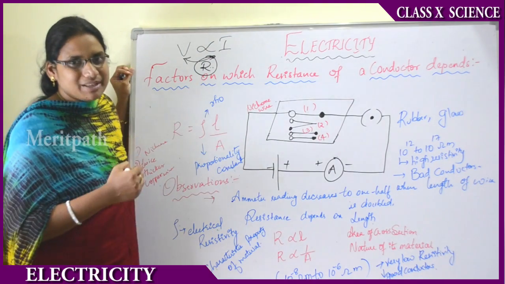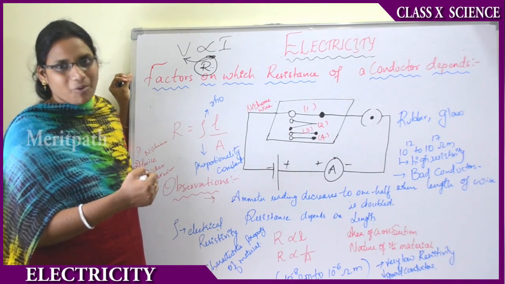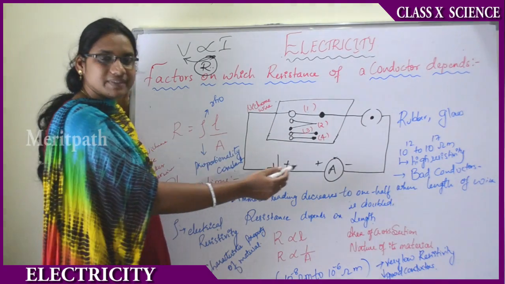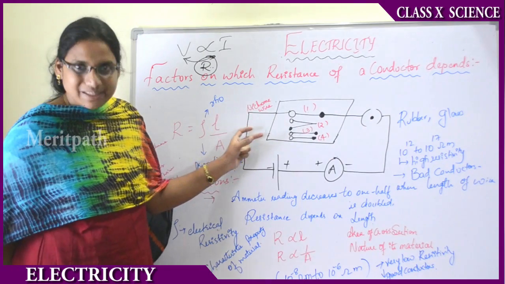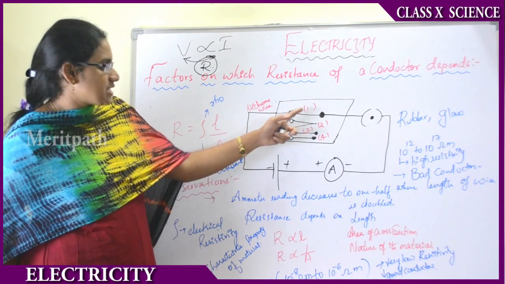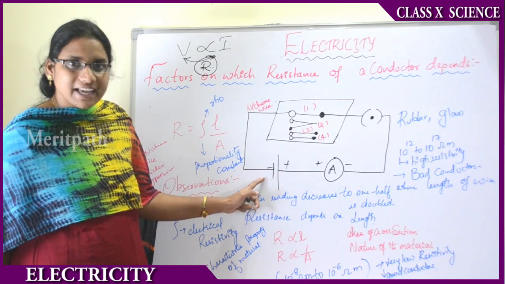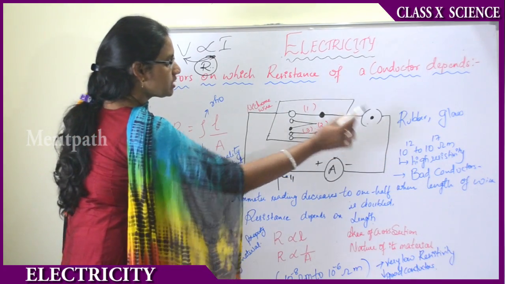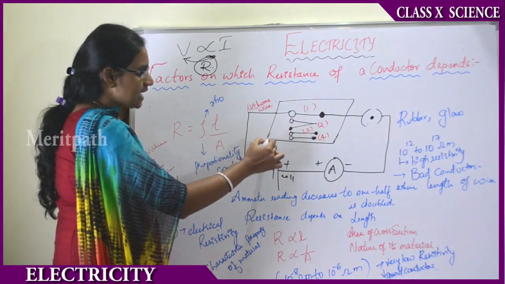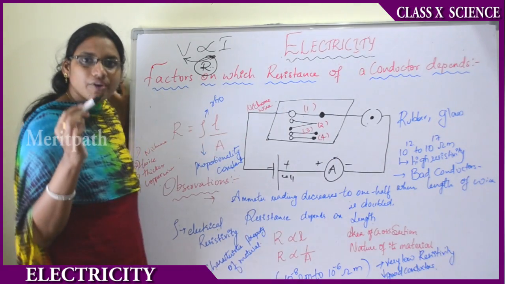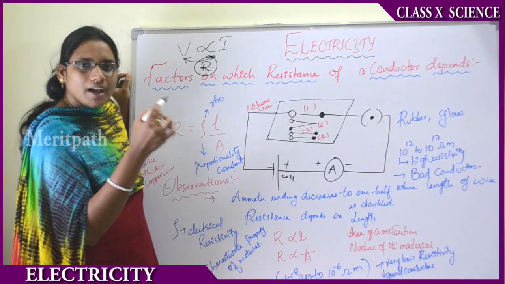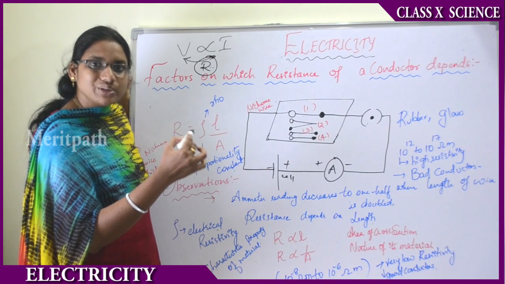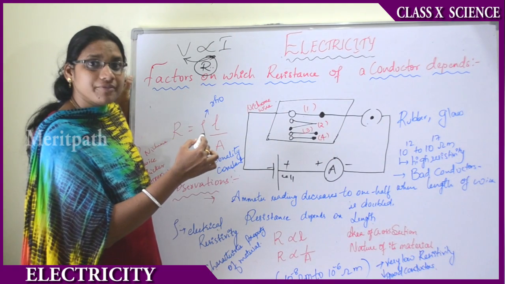Let us do one small experiment in order to understand the factors on which the resistance depends. For example, let us take this circuit. It is a closed circuit in which the current is passing. Suppose this is a switch, this is a cell or battery, this is an ammeter as shown, and this is a closed switch. Now this is the conductor, in which I am taking a nichrome wire. Nichrome wire consists of free electrons accessible for movement, and it acts as a good conductor of electricity. Therefore, I am preferring nichrome wire.